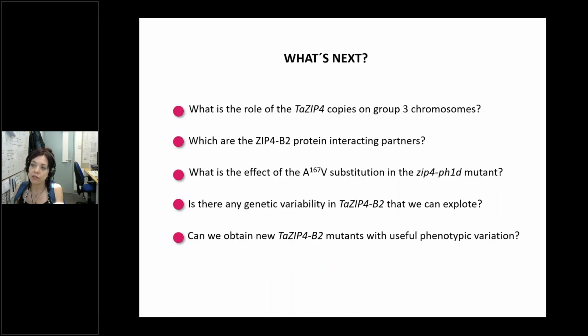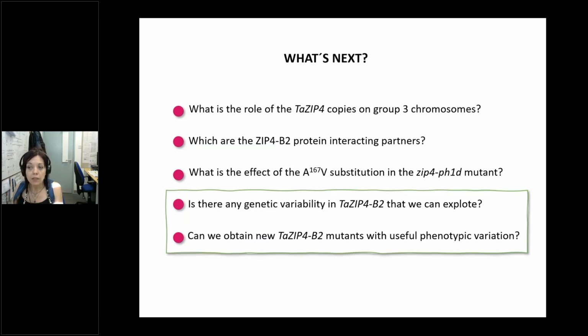And of course, there are still plenty of unanswered questions, and we are already working on some of them, such as what is the role of the other ZIP4 copies on group 3, and which are the ZIP4 protein interacting partners. Of course, we will also investigate the effect of this single amino acid change in the ZIP4 Ph1 mutant, which produces such an interesting phenotype.